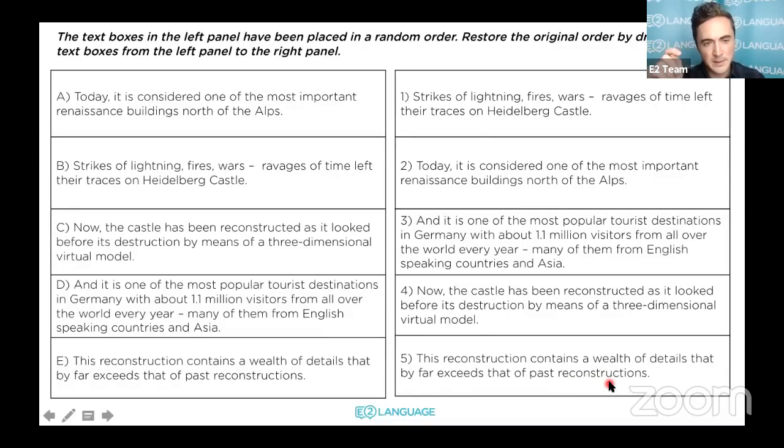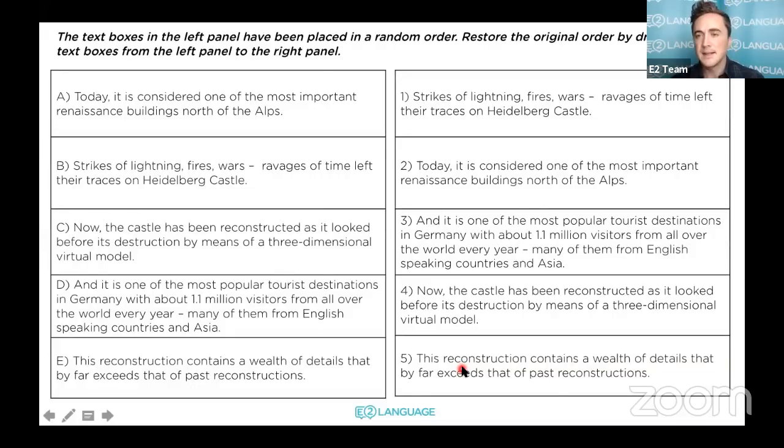I saw a lot of people have D as the final sentence there. But does it really make sense? Does it flow to put this as the final sentence? And it is one of the most popular tourist destinations.